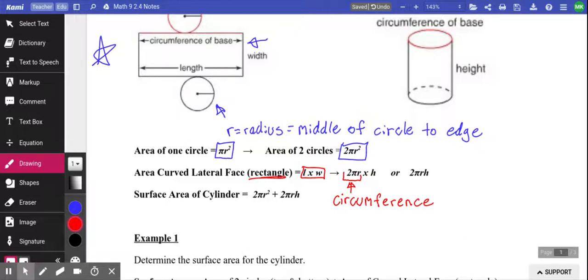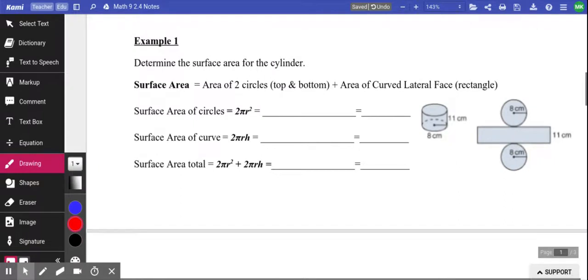Fantastic. Cylinders won't be that hard as long as you can envision what it creates. Circle, circle, rectangle, and life will be okay. Let's try it. We got a cylindrical shape here, a cylinder. This one right here.